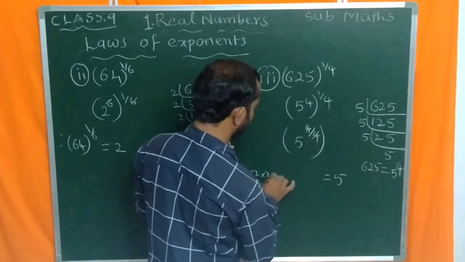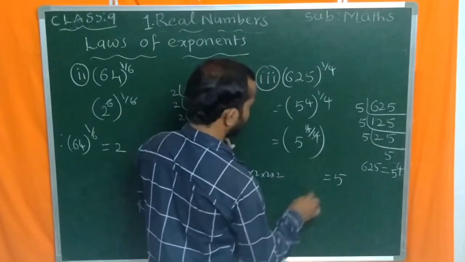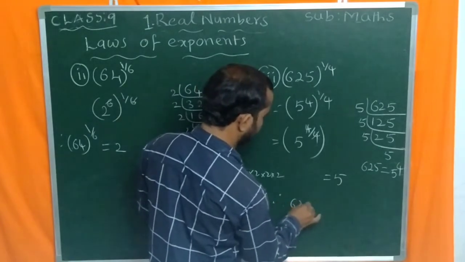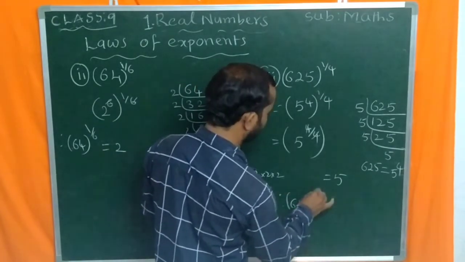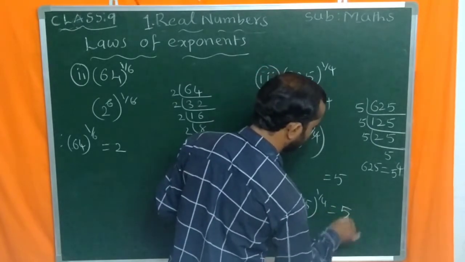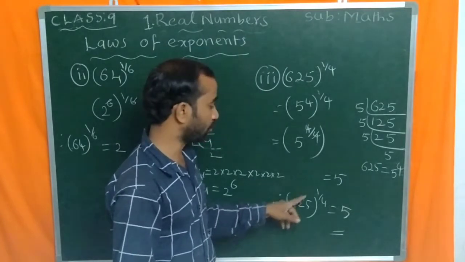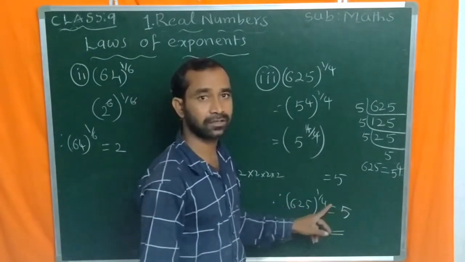That equals 5. Therefore, 625 to the power of 1/4 equals 5. This is the value of 625 to the power of 1/4, equal to 5.